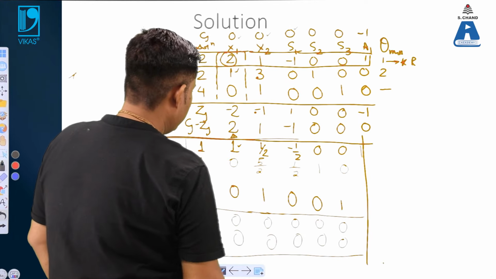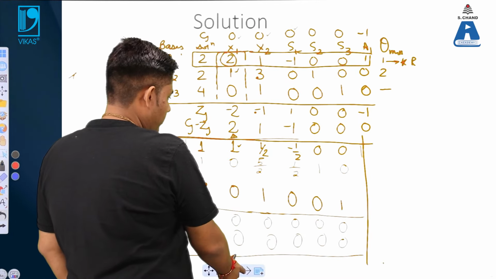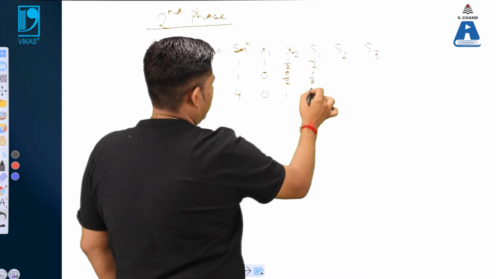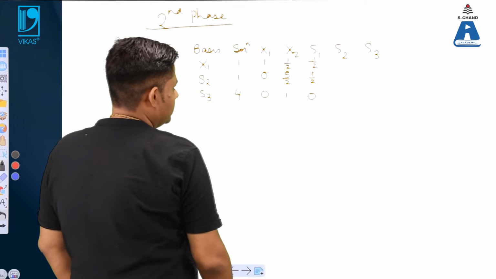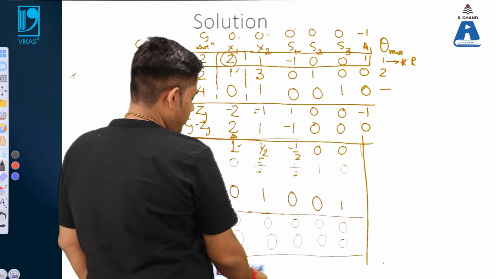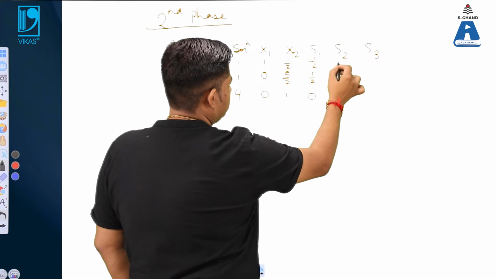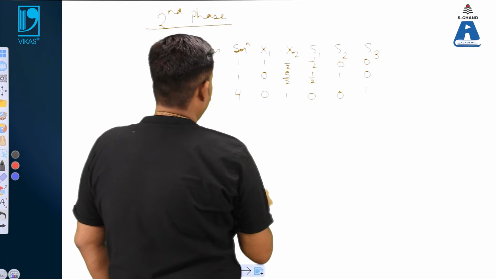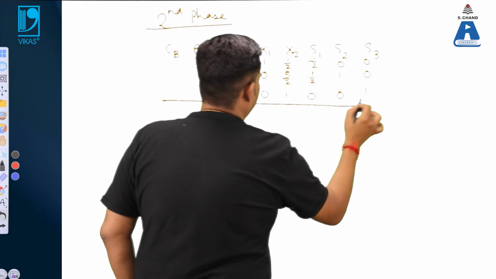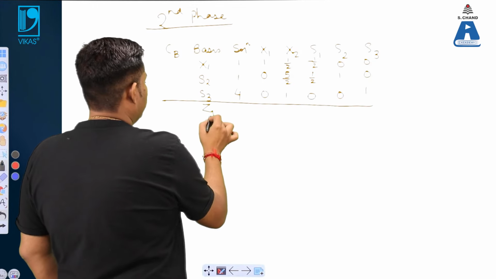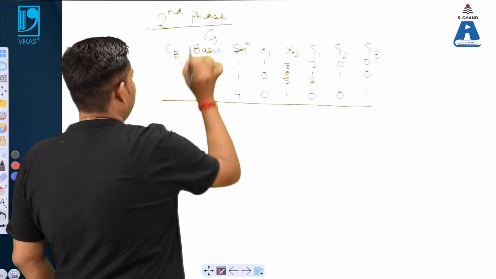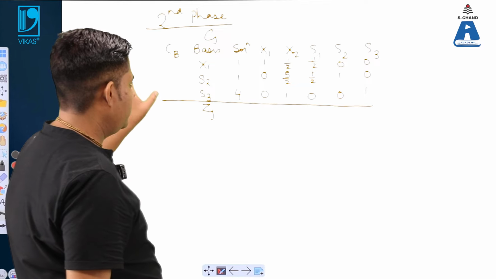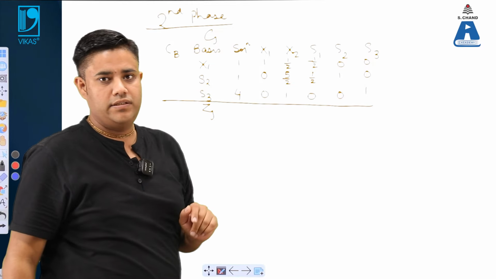Then the next elements are minus 1 by 2, 1 by 2 and 0. This is minus 1 by 2, 1 by 2 and 0. And the other elements are 0, 1, 0, 0, 1, 0, and it was 0, 0 and 1. And here you know that you have to make a column for Zj and Cj also. So in the first phase, you have got all these elements of Cj minus Zj as zeros.